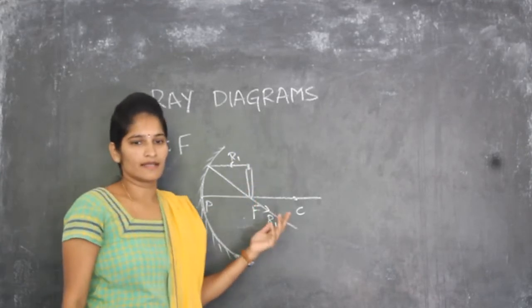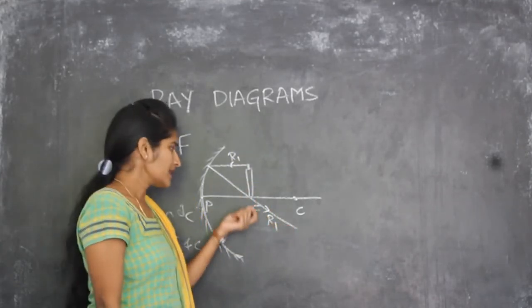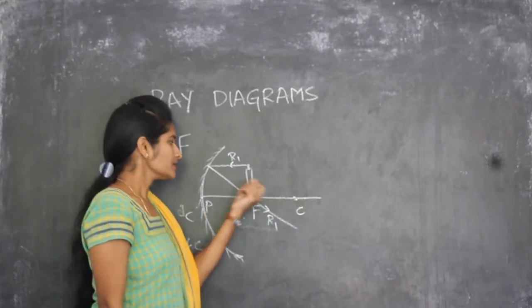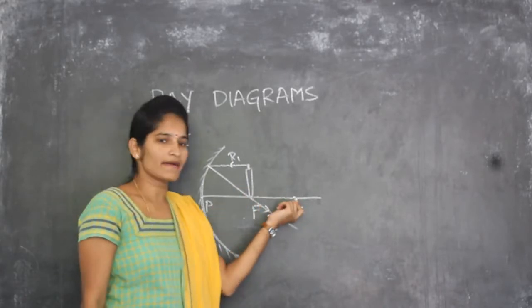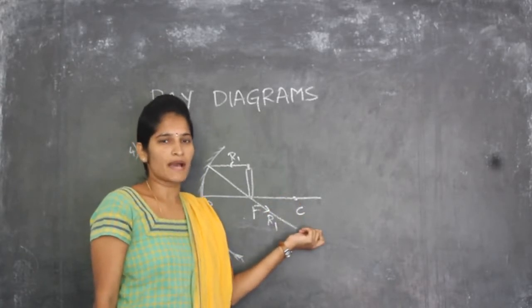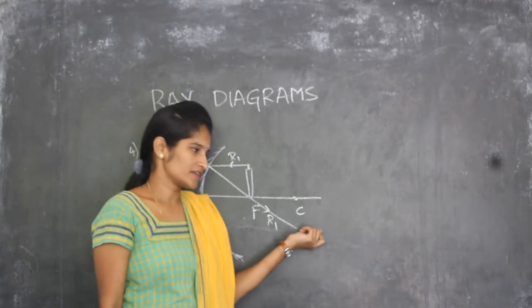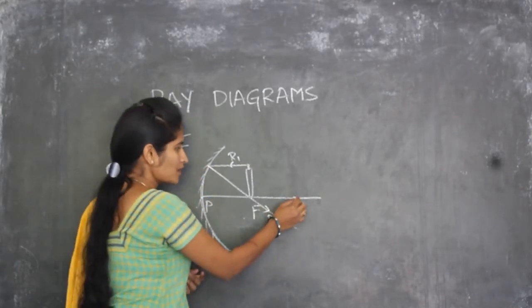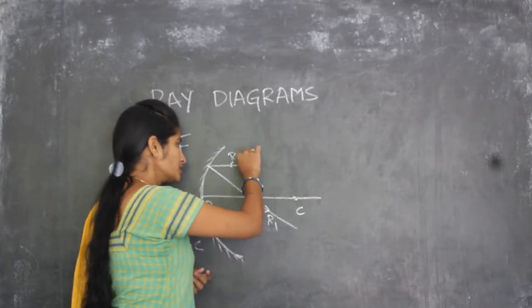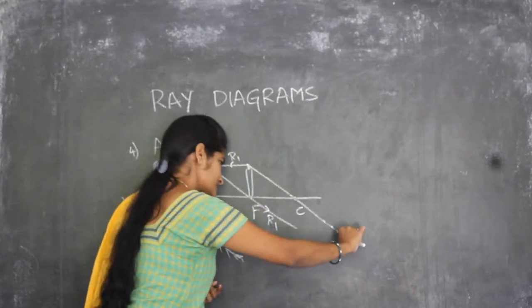Next, the R3 ray. What is R3? The ray which should pass through the center of curvature. So the ray which travels from the center of curvature, what happens? It gets reflected in the same path but in the opposite direction. So now if I want to draw, see, now this is the tip. So I can draw like this.